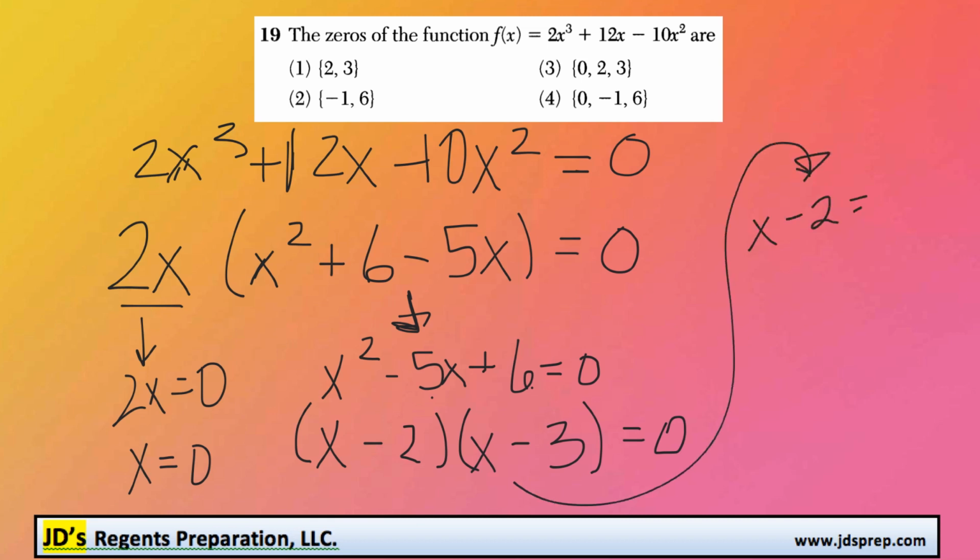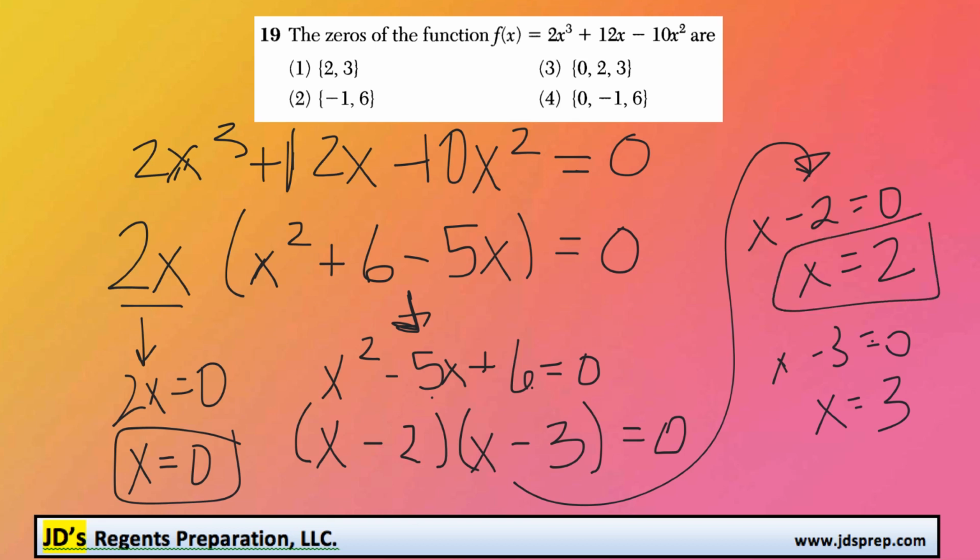solve them. So if x minus 2 equals 0, that means x would be 2. And if x minus 3 equals 0, that means x equals 3. So there are three answers, our three zeros, 0, 2, and 3. So option number 3 is our correct answer.